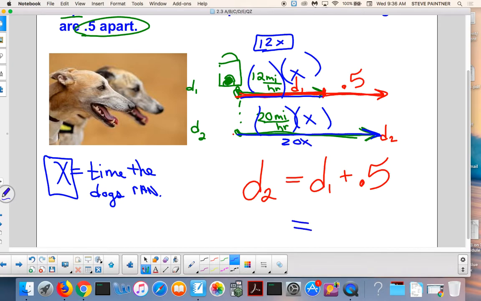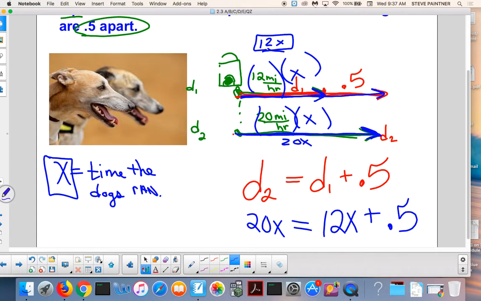Okay, ready? Put the numbers in. What's D2? What's the distance from here to here? Well, it's not X, it's 20X. Okay, what's the distance from here to here, guys? This to here. 12X. Oh, wait a minute. But I got to add another what? Half a mile to get it equal to the fast dog. So add 0.5. That is the hardest part of this problem.